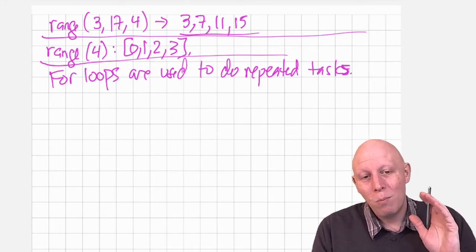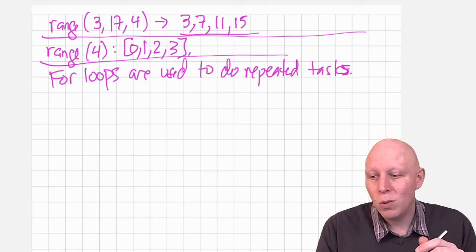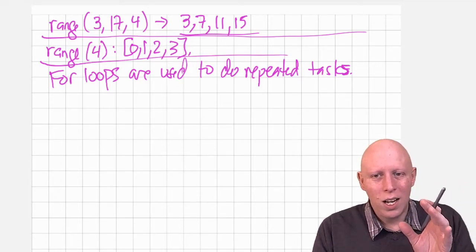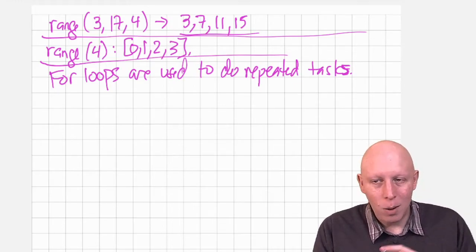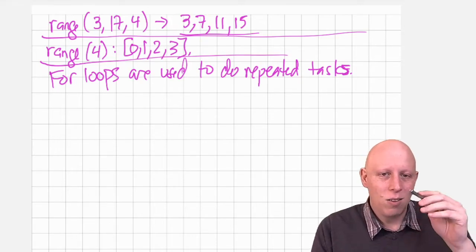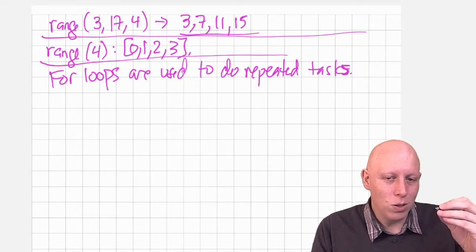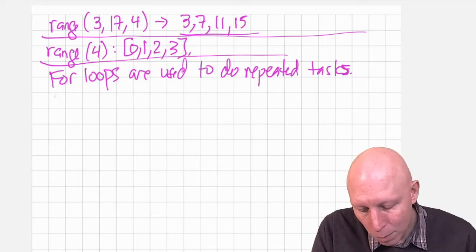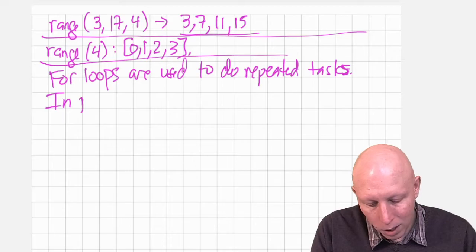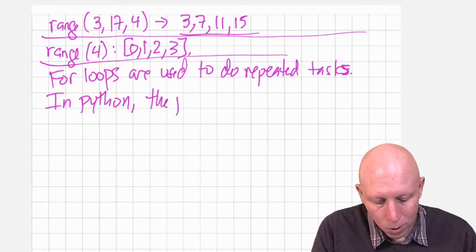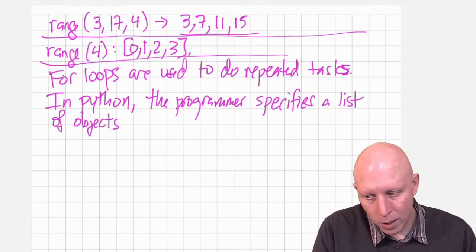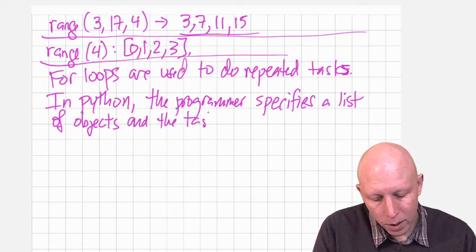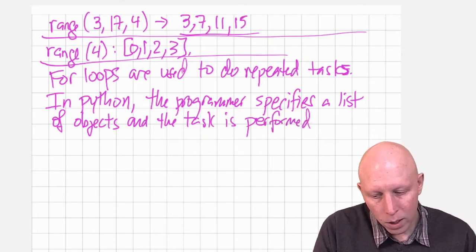Other computer languages, if you've seen them before, you may be used to having a counter. You might do i equals 0, i plus plus. You might take a number that keeps getting larger and larger over time, up until some condition that you specify holds. And each time it will do tasks based on what that counter is. So in Python, loops work a bit differently. In Python, the programmer specifies a list of objects, and the task is performed based on each object.